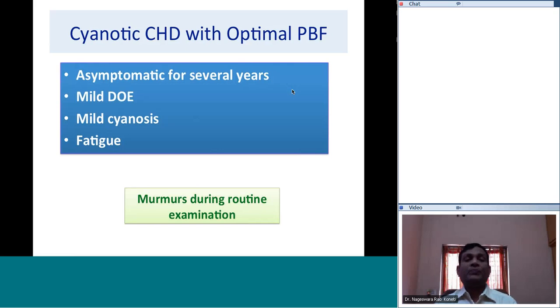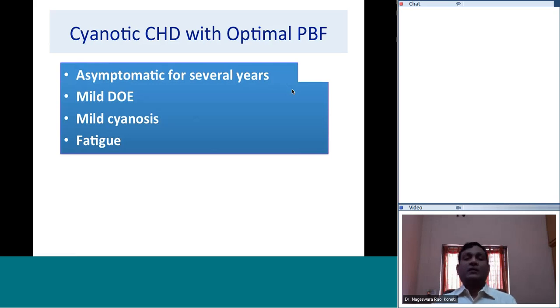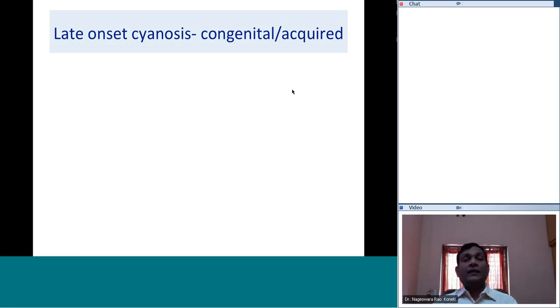And usually you diagnose them during a routine examination. And I want to ask you actually, what are the causes of late onset cyanosis, congenital or acquired? Any guesses, late onset cyanosis?